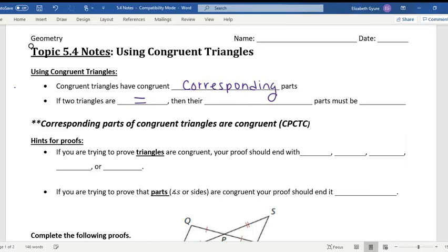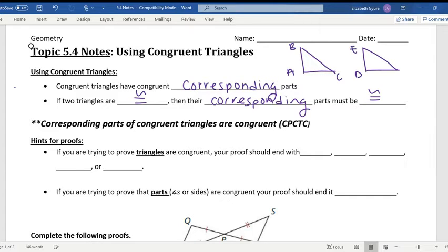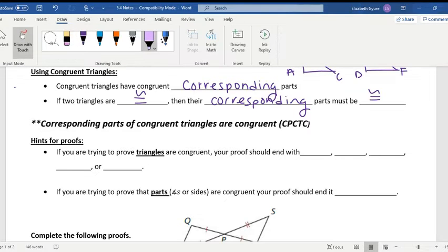If 2 triangles are congruent, then their corresponding parts must be congruent. So if I tell you that 2 triangles are congruent, then any part of them that matches up must be congruent. Like, for example, let's say we have 2 triangles here. I'm going to call this one ABC and DEF. If I tell you that these 2 triangles are congruent, then if I pick out any set of matching sides or any set of matching angles, it must be congruent.